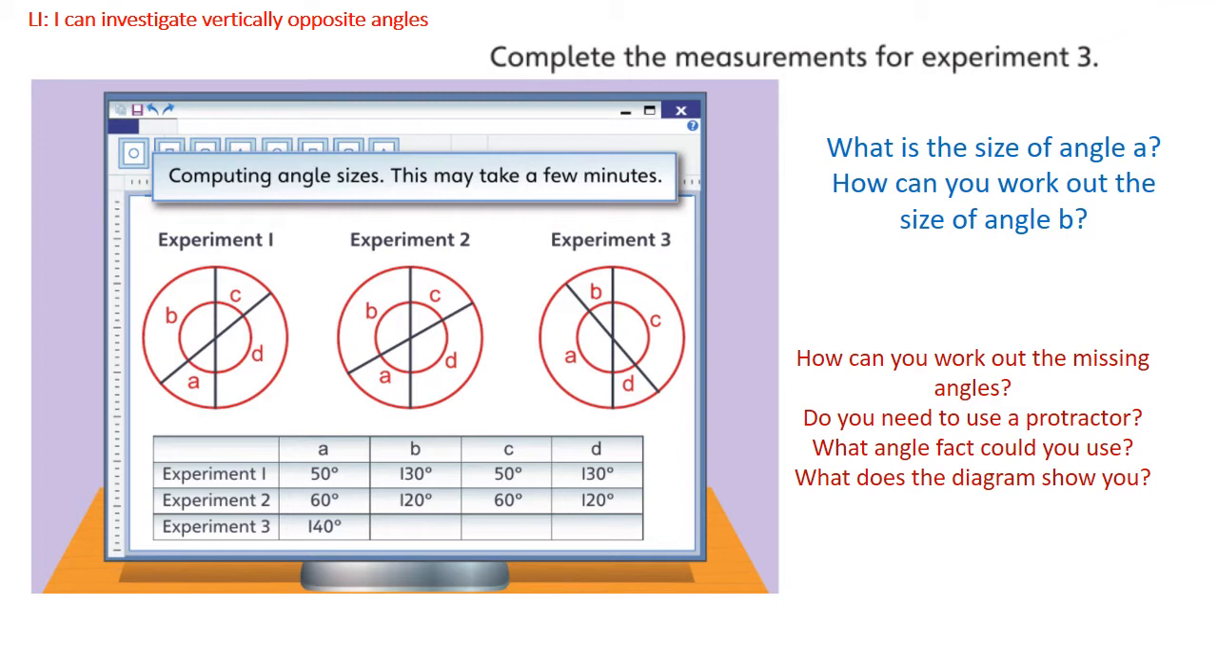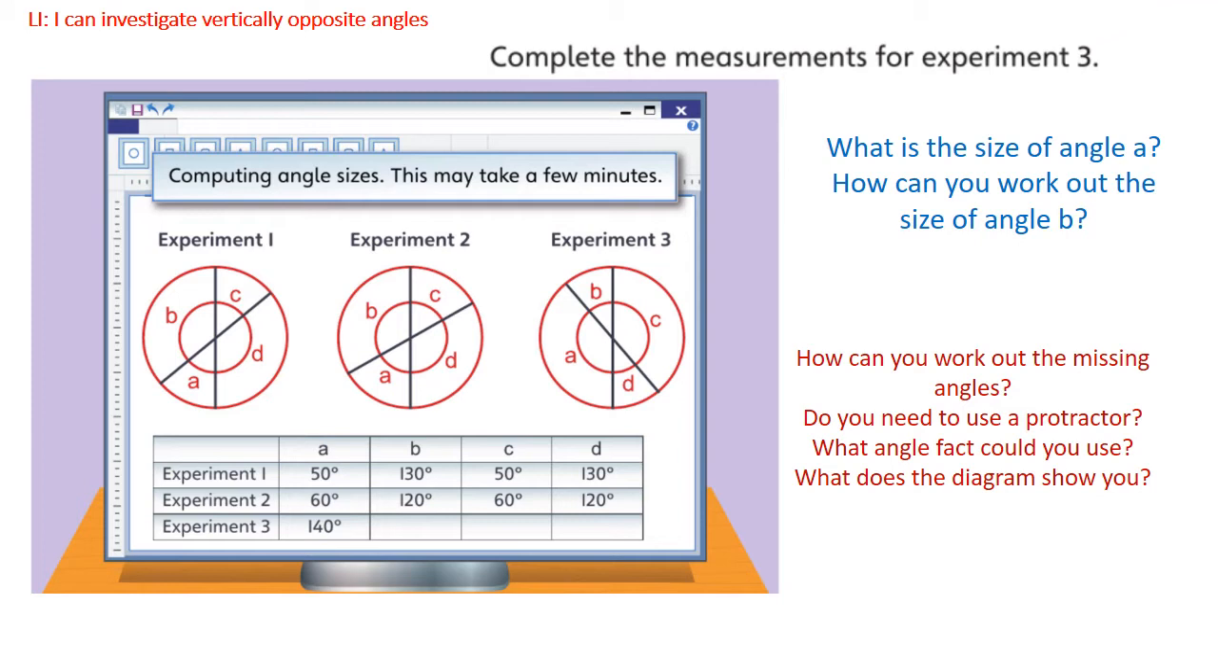And then we can go for angle D. So A and D are on the straight line. If A is 60, we can do 180 minus 60, which gives us 120. So what about in experiment 3? We know that angle A is 140 degrees. So A and B are on a straight line. So 180 take away 140 means that B is going to be 40 degrees.